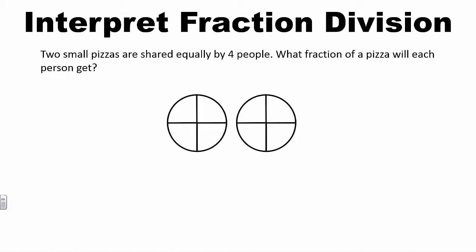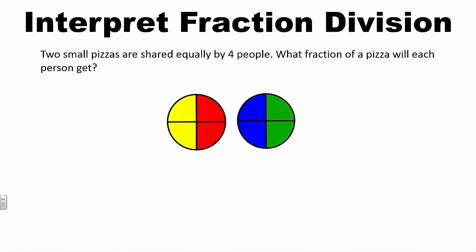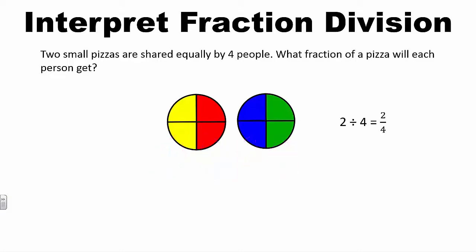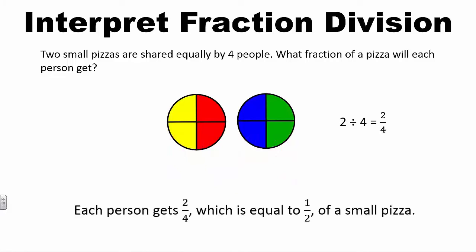We can represent this problem with a model. 2 small pizzas partitioned into fourths since we are sharing with 4 people. We can then shade the pizzas to represent the amounts that each person will get. The model shows that each person will get 2/4 of a pizza, so 2 divided by 4 equals 2/4. Each person gets 2/4, which is equal to 1/2 of a small pizza. After multiple experiences with sharing problems, students learn that 2/4 can also be interpreted as 2 divided by 4.